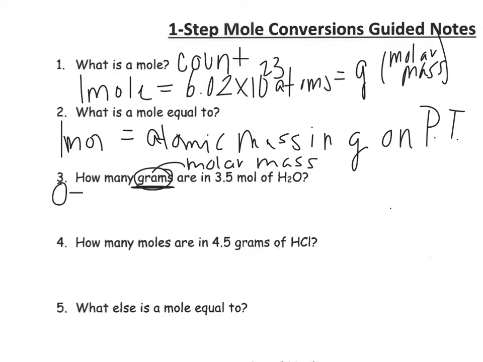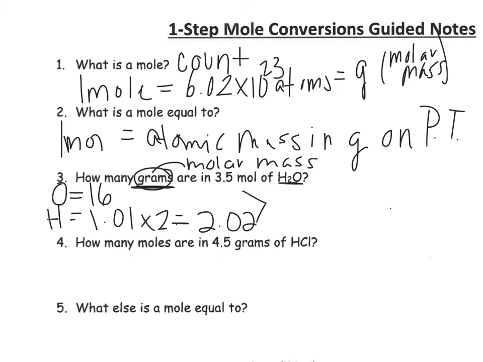For example, oxygen's atomic mass is 16 and hydrogen's atomic mass is 1.01. And if you look on our formula right there, there are 2 hydrogens, so that's times 2. Gives us 2.02. So the molar mass of water is 16, 17, 18.02 grams per mole. Okay, the question says how many grams are there in 3.5 moles of water?